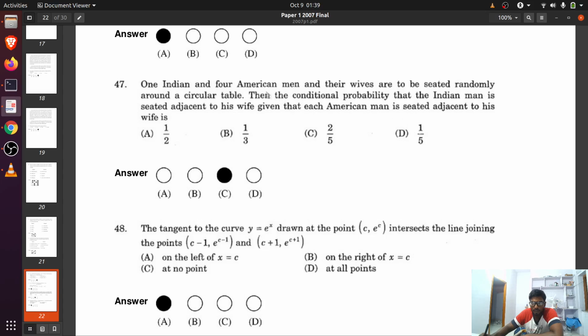Okay, and we have to find the conditional probability. So what is the condition first? The condition that we are given is that each American man is seated adjacent to his wife. So that is the condition. And we have to find the conditional probability that the Indian man is also seated adjacent to his wife.